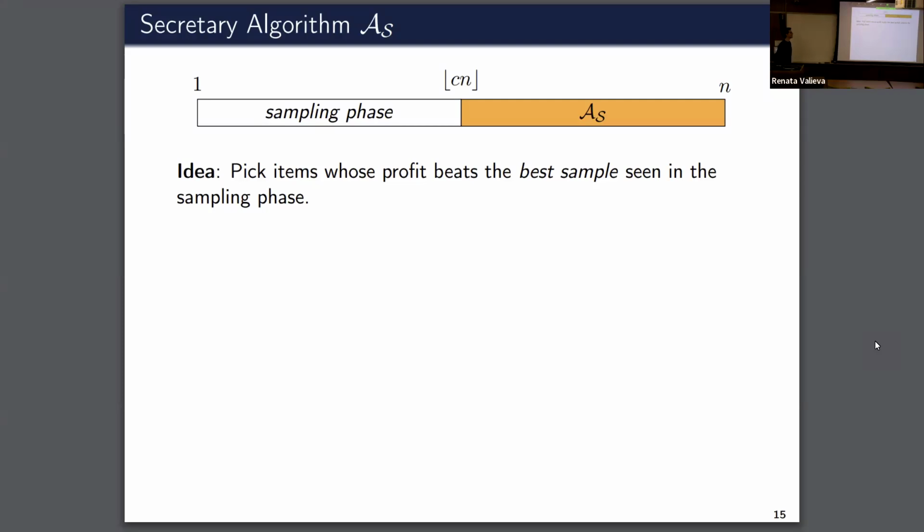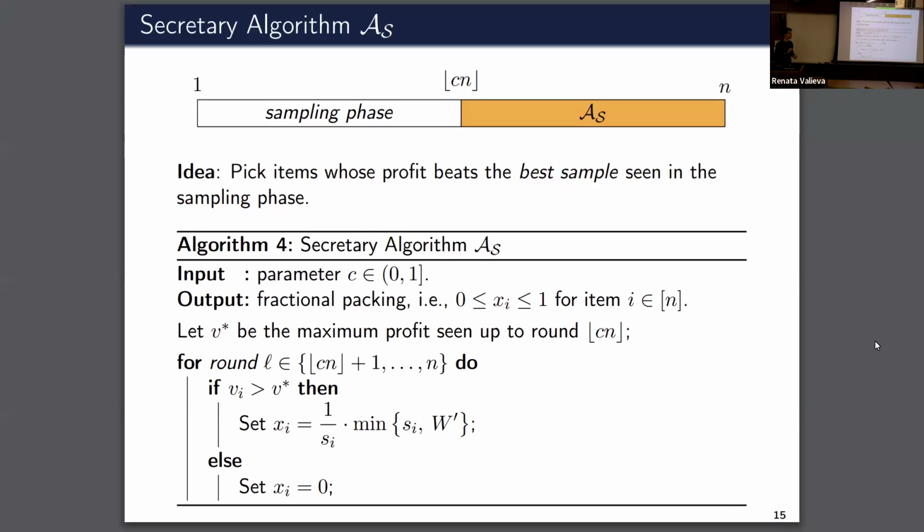No? Okay, good. So we saw before, the first step is rejecting items, because that way we cannot be too wrong when we make decisions. We already know part of the instance. Then the idea is to take the item that has a profit higher than the highest seen in the sampling phase. So we name best sample the item with the highest profit in the sampling phase. Any item higher than that in terms of profit will be packed up to the maximum possible fraction.